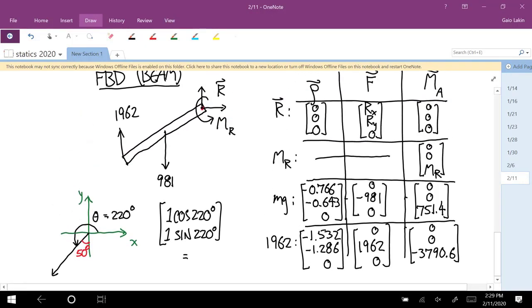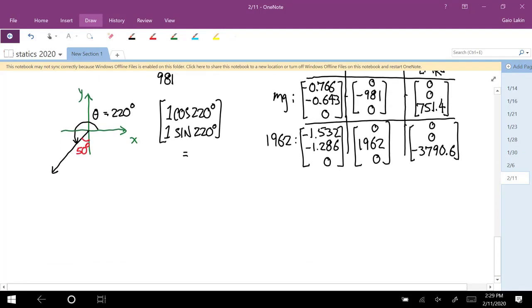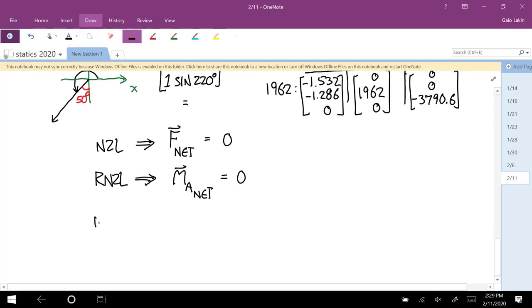Okay, so now that we have all these forces and moments, that's all the loads in the free body diagram. Now we're going to use Newton's second law that says add up all the forces, and that has to add up to 0. And we're going to use the rotational Newton's second law, the moment equation, that says add up all the moments about A, that also has to be equal to 0. Okay, so that's what we're going to do now. So first, Newton's second law.